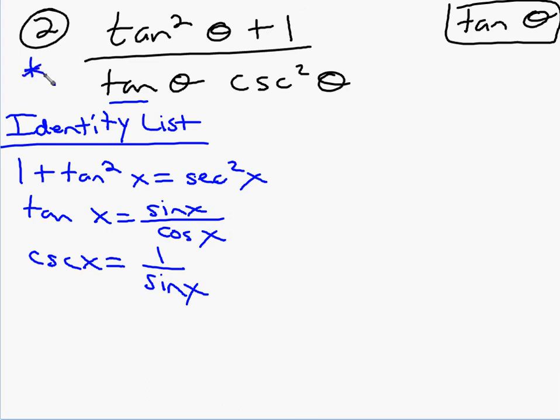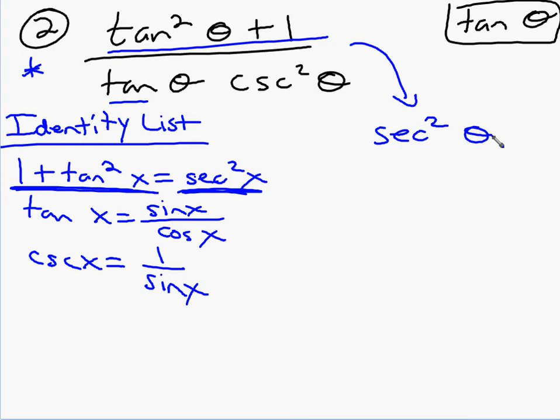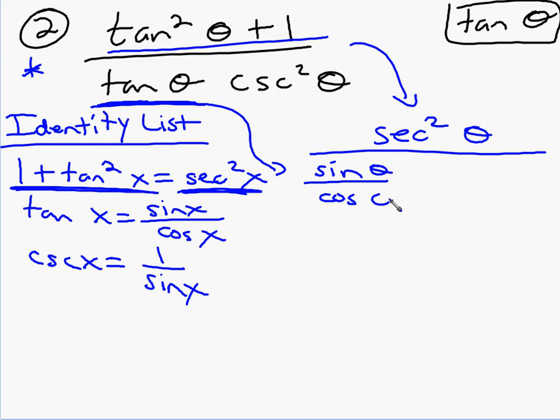So look, I've got a big one right here at the beginning. 1 plus tangent squared is the same thing as secant squared. So that means I can replace this with secant squared theta. And on the bottom, I know that tangent is the same thing as sine over cosine. It's actually sine theta over cosine theta. And I also know that cosecant is the same thing as 1 over sine. Now, it is cosecant squared, so that means this needs to be 1 over sine squared theta, like that.